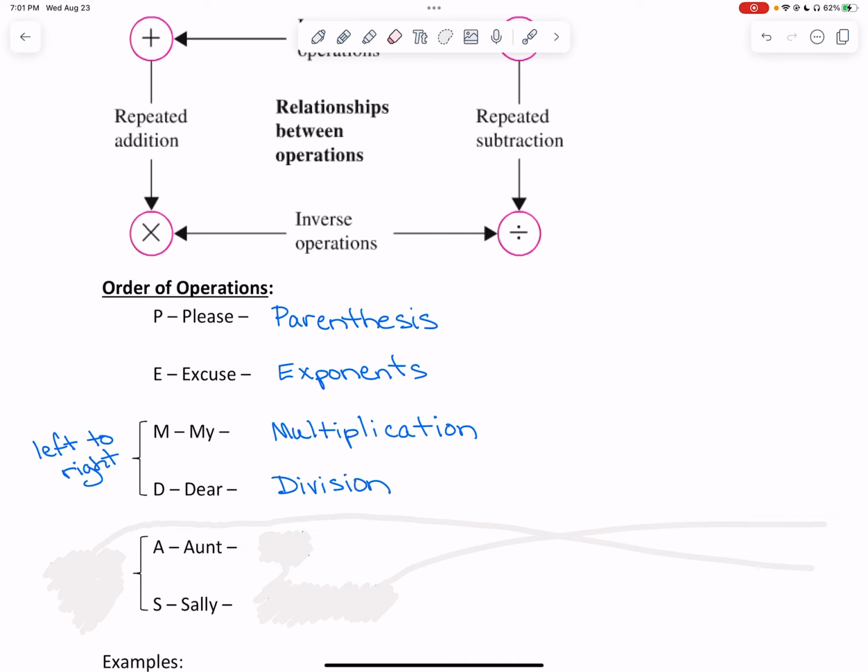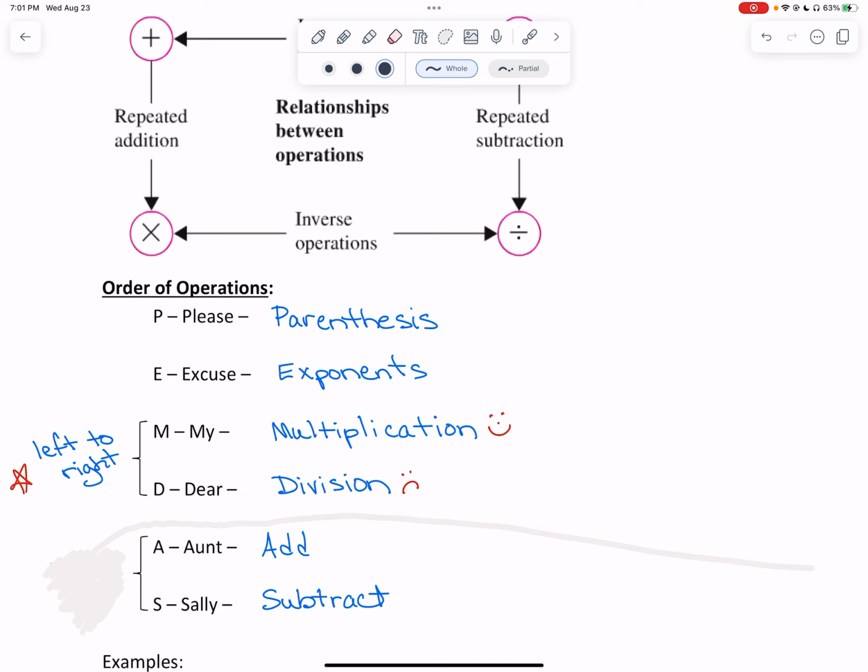And that is where lots of students mess up, is that left to right, because people like multiplication, not division so much. So they want to do all the multiplication first because it's easier, but it has to be left to right. Okay?